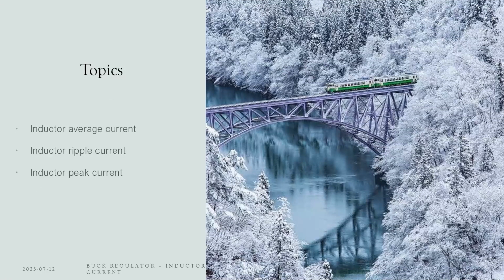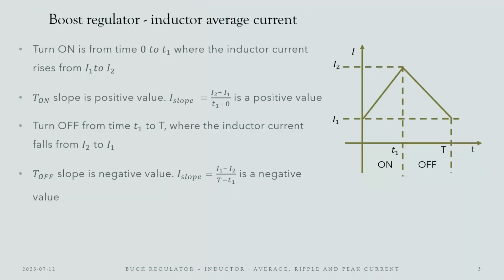Today we will learn about inductor average current, inductor ripple current, and inductor peak current in a boost converter in continuous conduction mode. Let us look at the inductor average current.